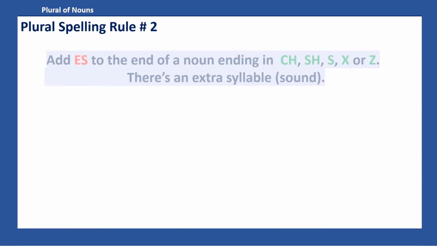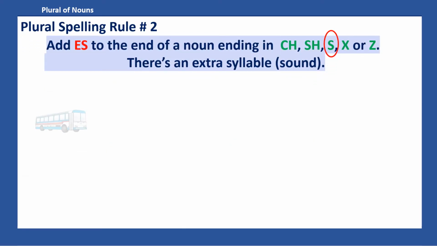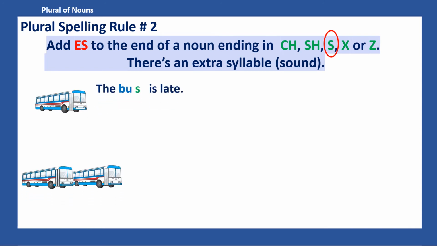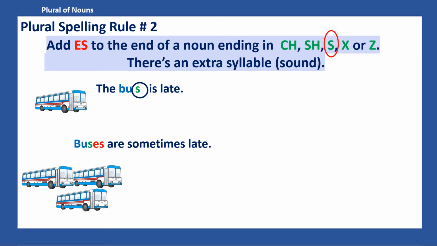Let's look at nouns that end in s. The bus is late. Buses are sometimes late. What is the noun? Bus. What's the last letter? S. So to make it plural, you need to add es and an extra sound. Bus, 1 syllable. Buses, 2 syllables.